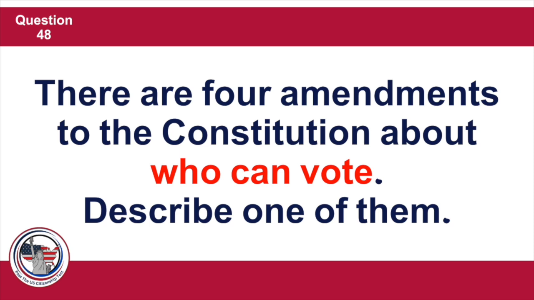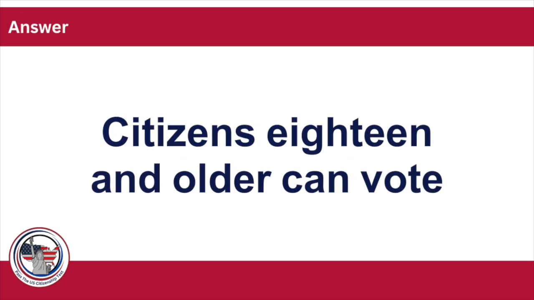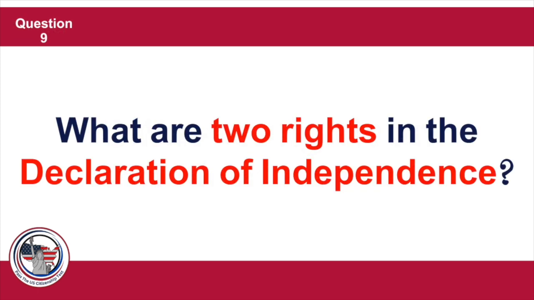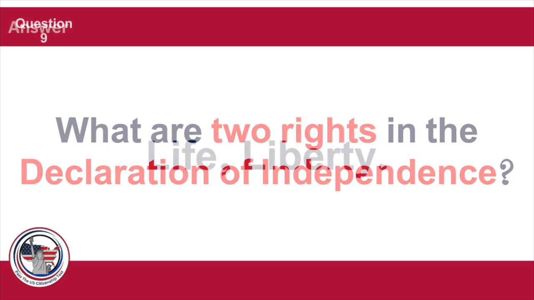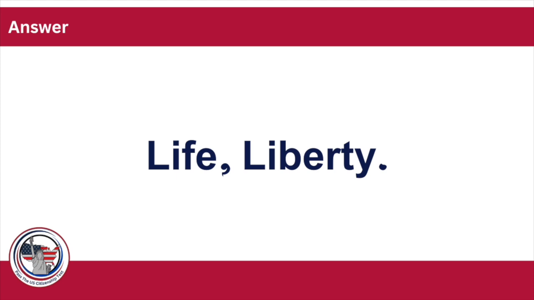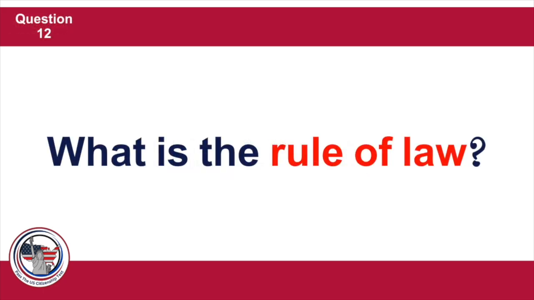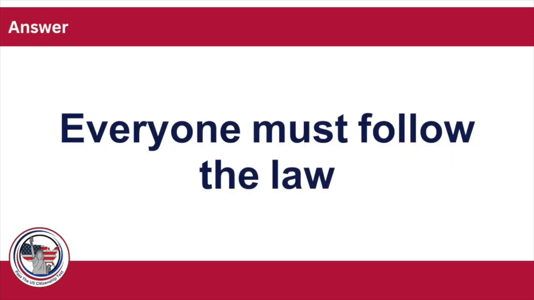There are 4 amendments to the Constitution about who can vote. Describe one of them. Citizens 18 and older can vote. What are 2 rights in the Declaration of Independence? Life, liberty. What is the rule of law? Everyone must follow the law.